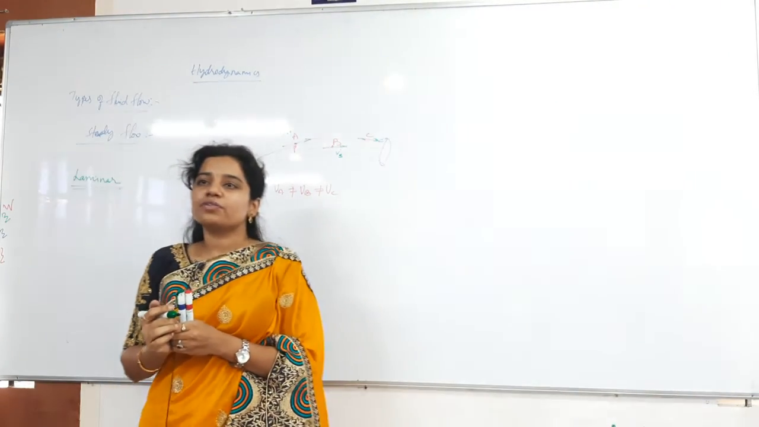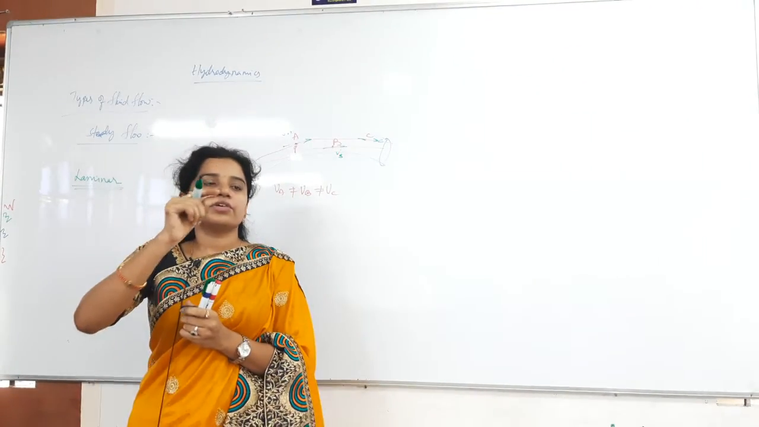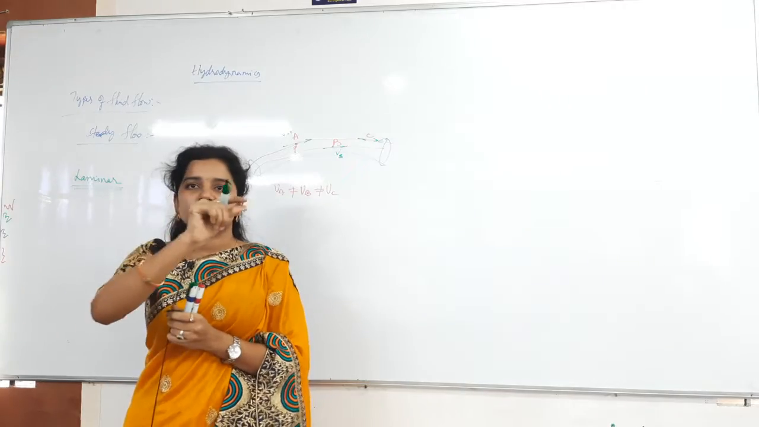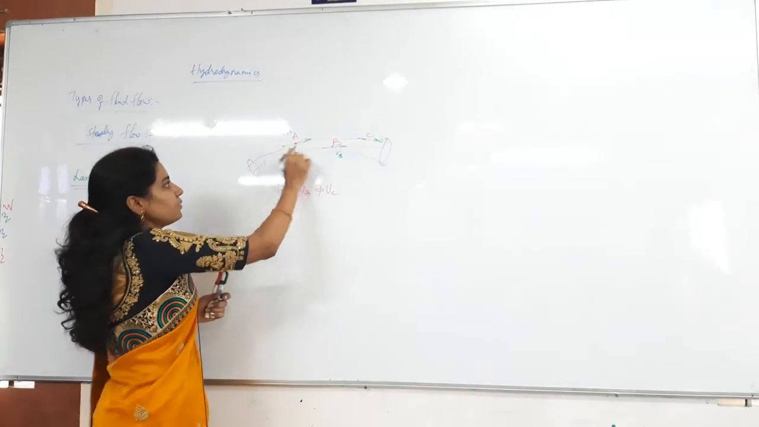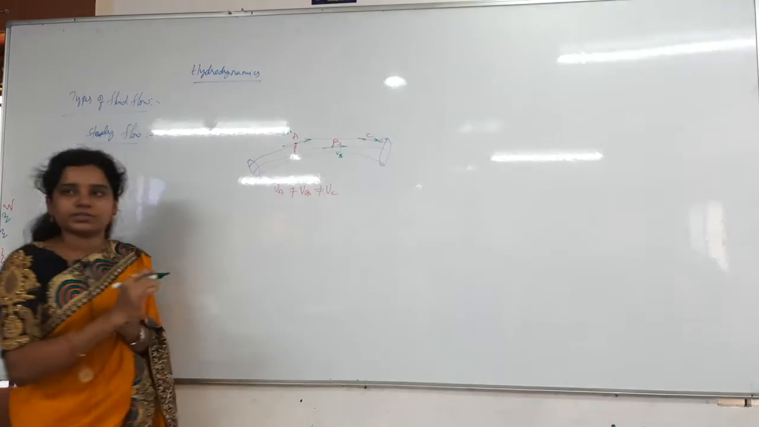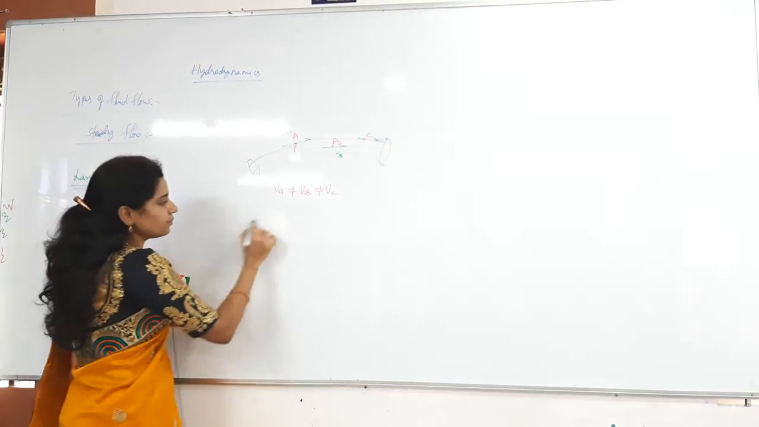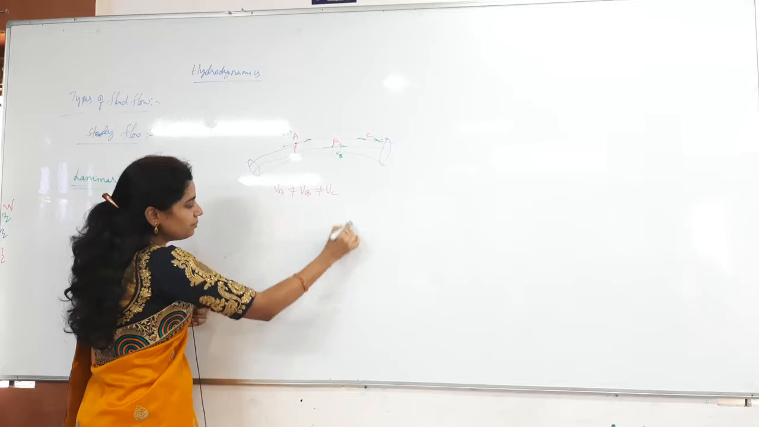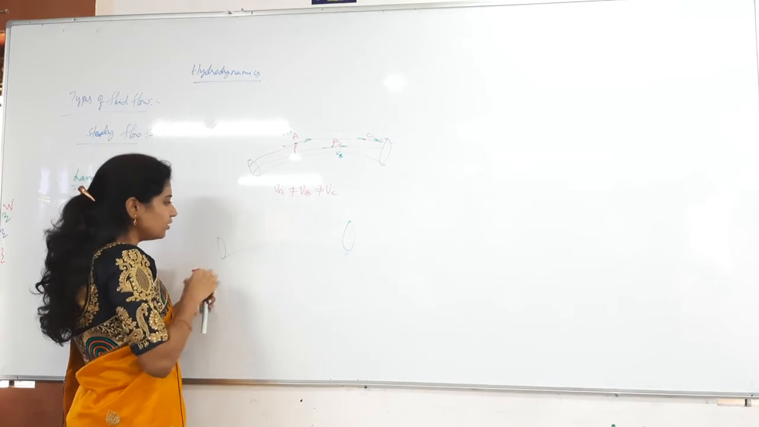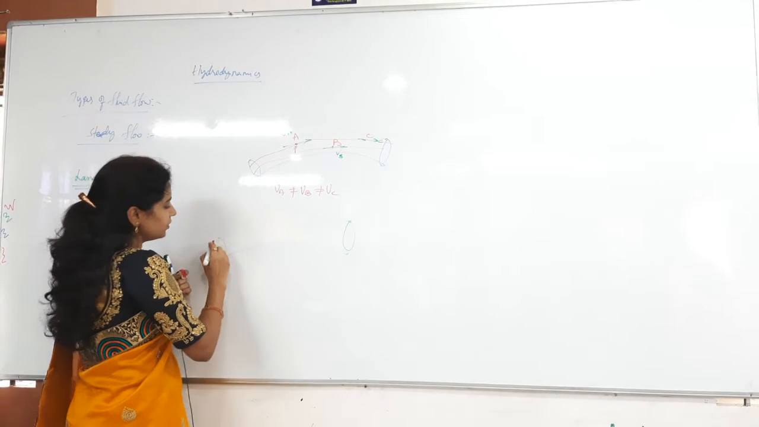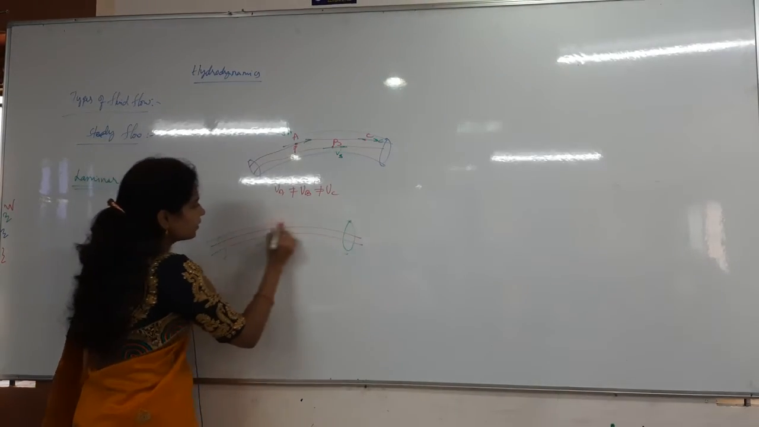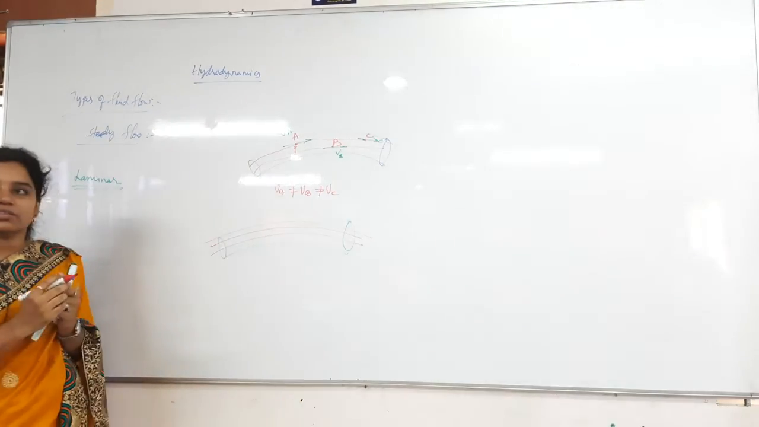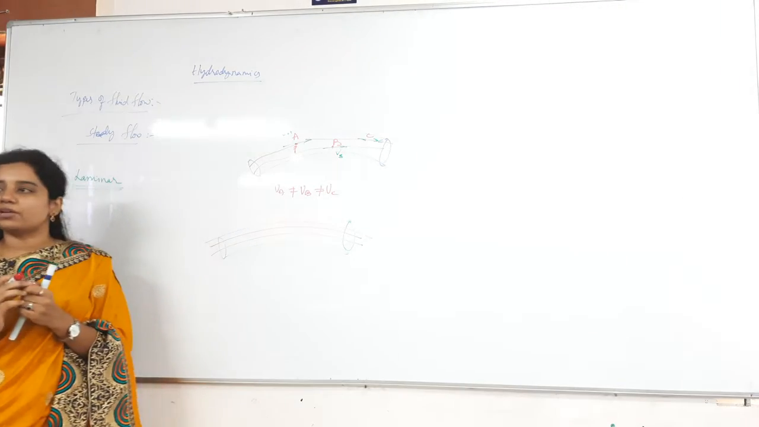Laminar flow is nothing but all the fluids flowing in streams, and all the streams should be parallel to each other. This is not laminar flow, because they have different paths. If I have a pipe, then all the fluid particles should flow with parallel streams. These are the parallel streams. Then this flow is known as laminar flow.